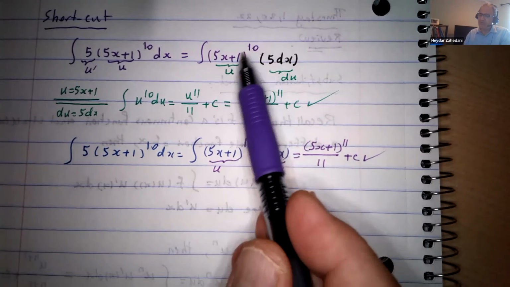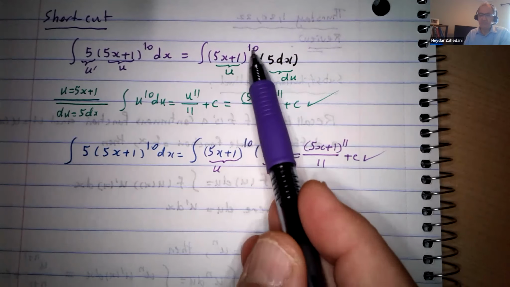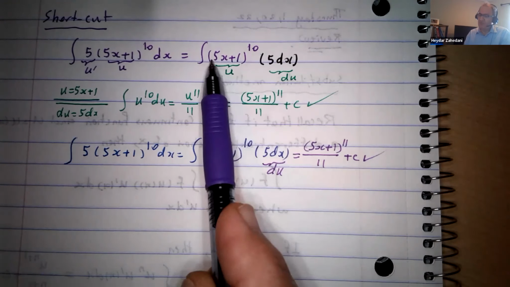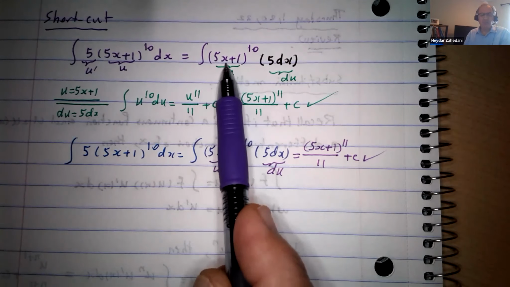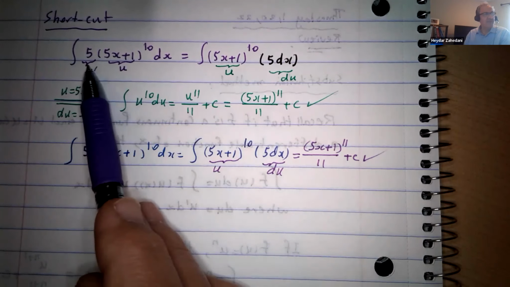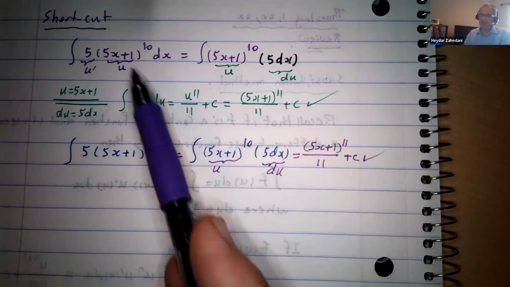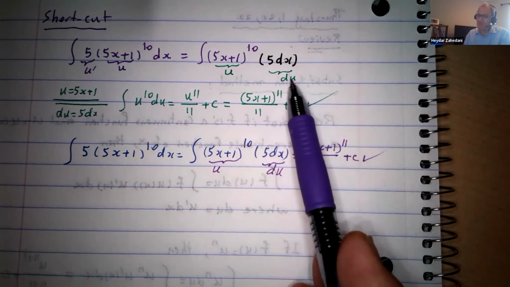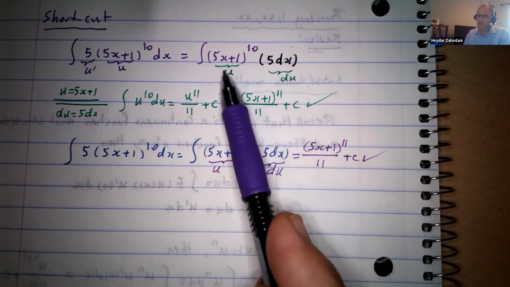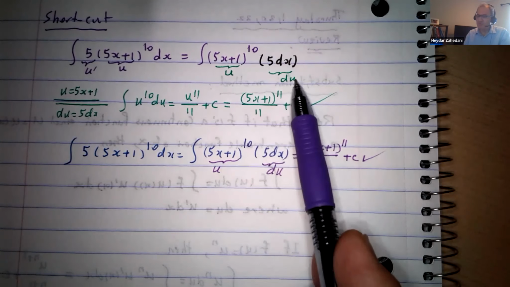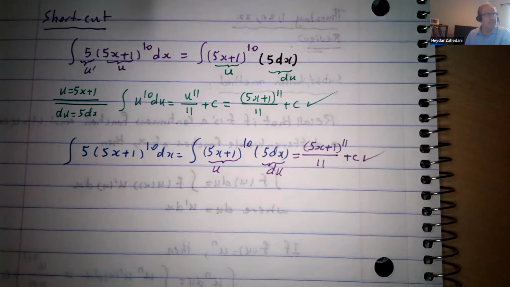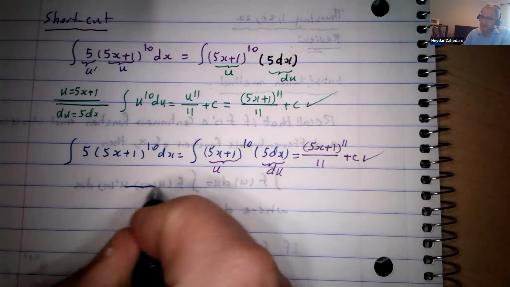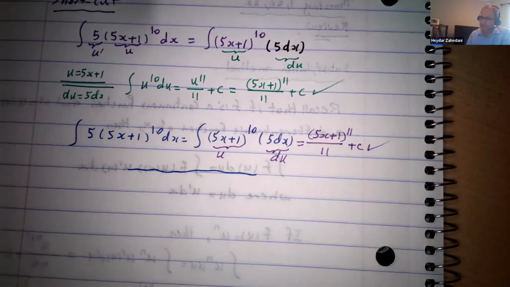Whatever it's raised to is u. U to the 10. You need u prime. U prime is 5. Do you have the 5? Yes, I have the 5. It's a deal. When you have the 5, it's a deal. Why? Because the 5 dx is the du. So it's the u to the 10 du, which would be u to the 11 over 11 plus c, and then you're done. Okay, so that was type 1.